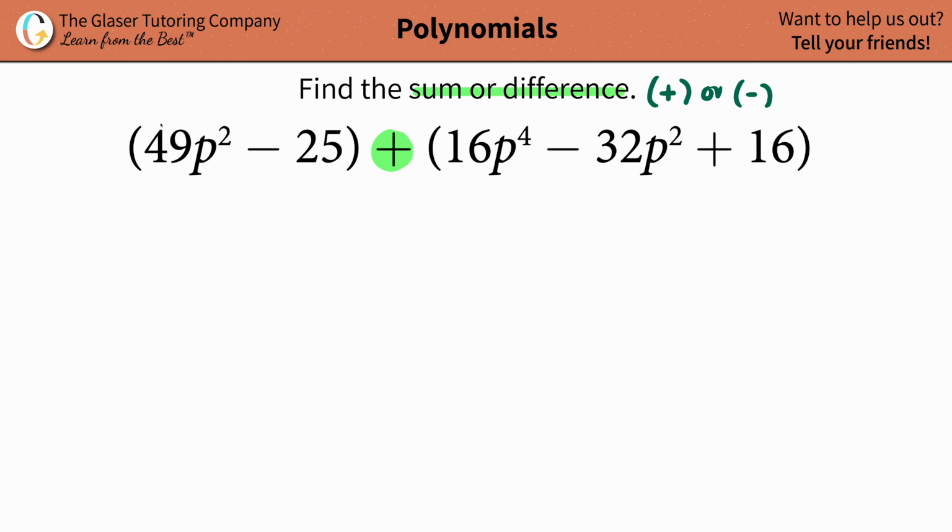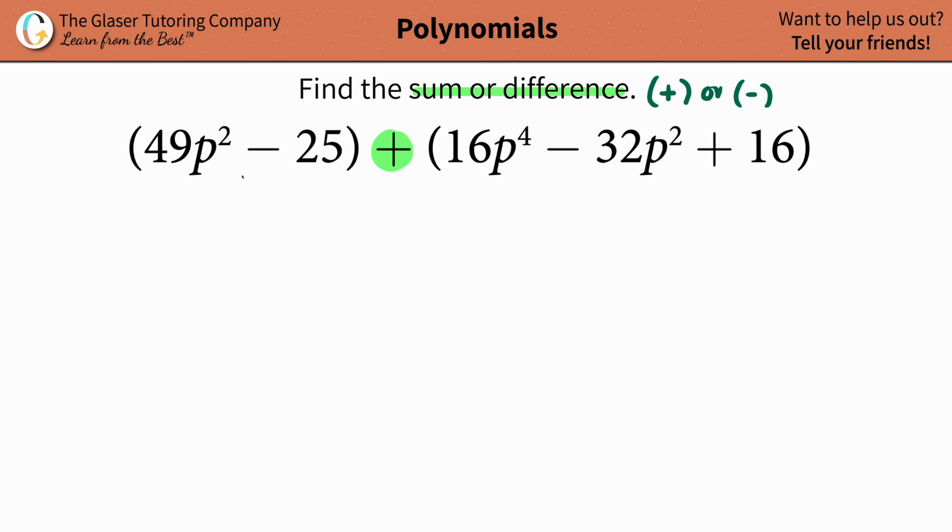Just make sure that anything in the parentheses isn't simplifiable. I have a p squared here, and it's minus 25. They're two totally different terms, so I can't do anything with that. So I'm just going to get rid of the parentheses. Poof, they're gone. And we're just going to rewrite the first two terms here.